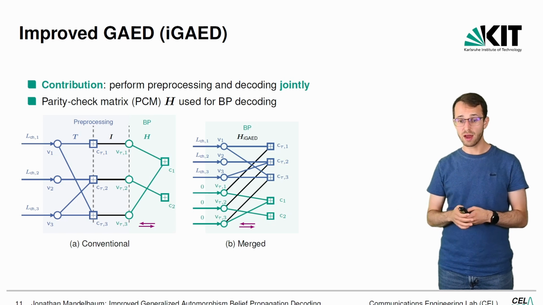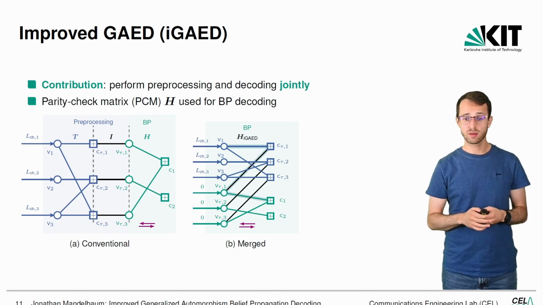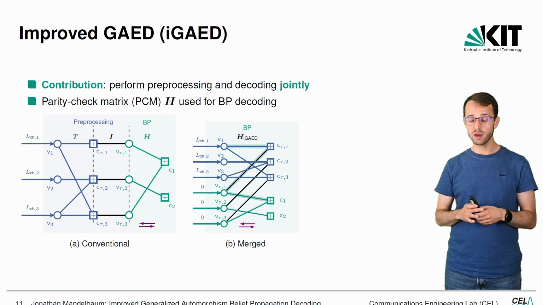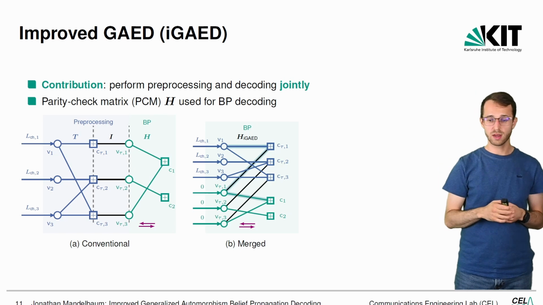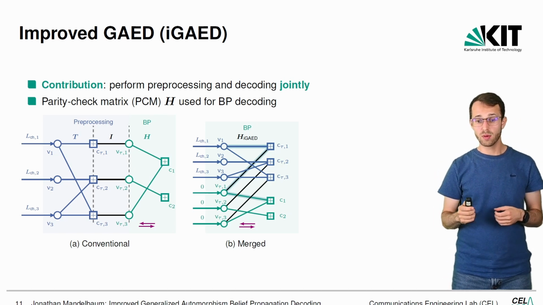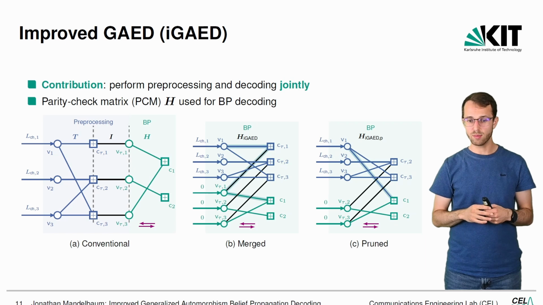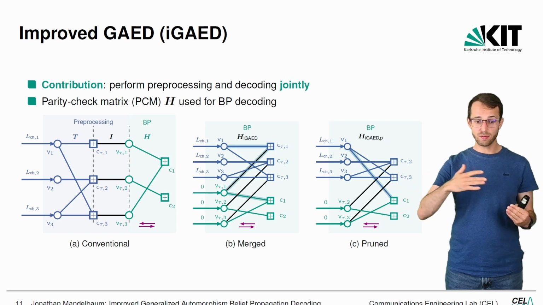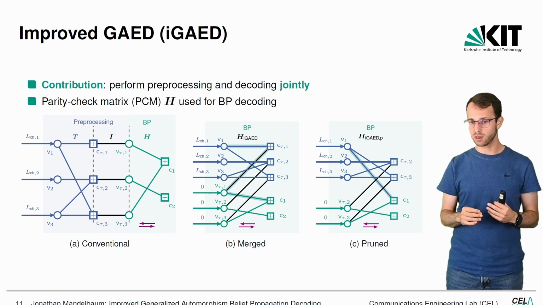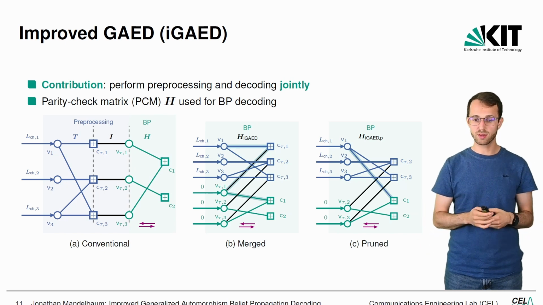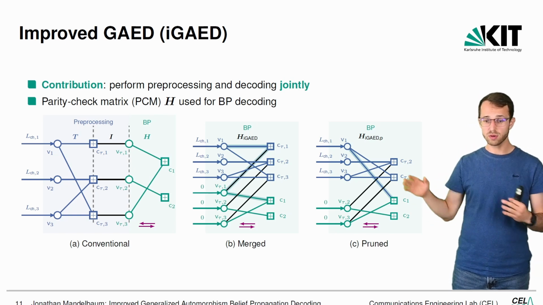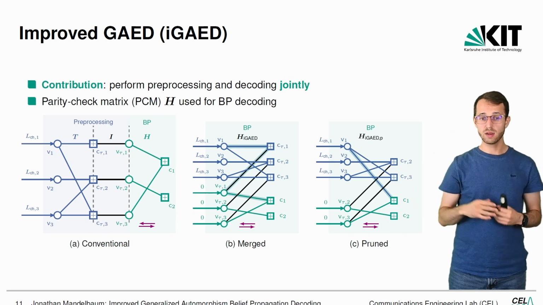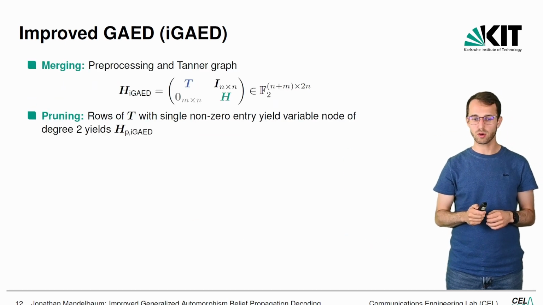However, this merged graph often possesses some structures that we can still prune. For example, if we have a check node of degree 2, as we can see here in the upper right corner of the picture, we can merge the connected variable nodes to a single variable node and therefore reduce the complexity of decoding because we have a lower number of nodes that we have to update. This then yields the pruned tenor graph, which is then used for decoding. So we do this for all parts, and then we obtain improved generalized automorphism ensemble decoding.